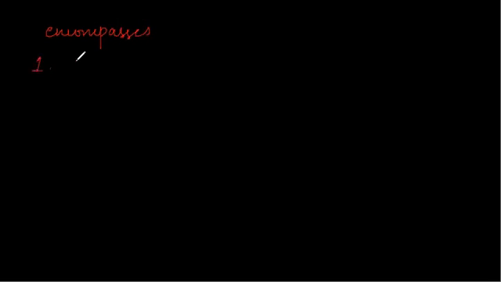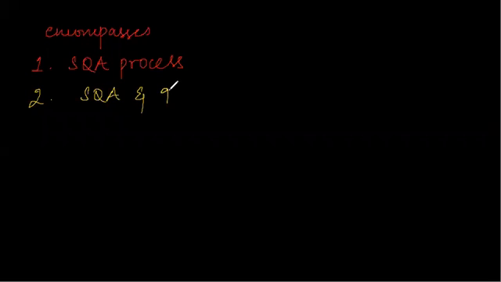The first one is the software quality assurance process. That is what process you follow within the software quality assurance. The second one is the SQA, which is short form for software quality assurance, and it is quality control and the quality control tasks. Now, what are going to be the quality control tasks?